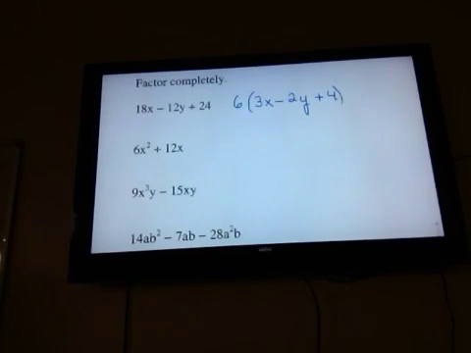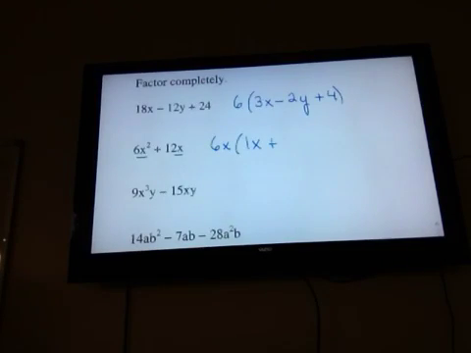Okay, my next one. I have a 6 and a 12, so again 2 and 3, but 6 is the greatest. They both have x's. One has an x to the second power. One has an x to the first power. So x to the first power is the common factor. I can't take out x to the second. The other one doesn't have that many. And divide. 6 into 6 is 1. X into x squared leaves me the other x. The 1 would be optional because I still have an x there.